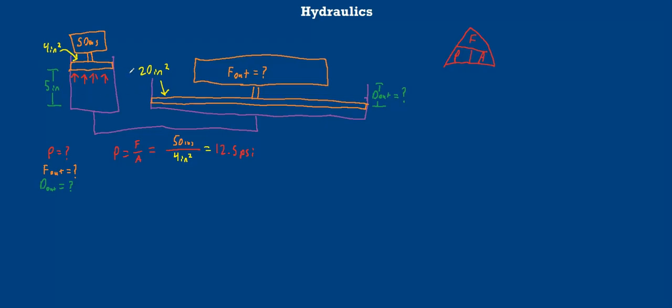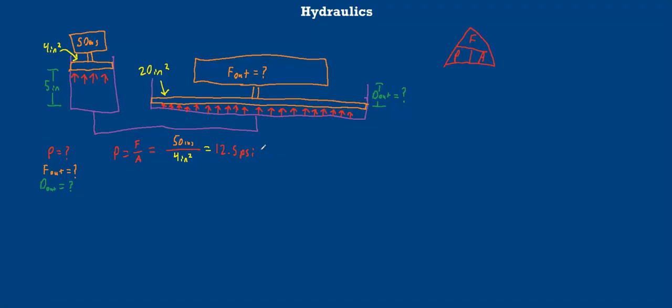Every square inch on the left has 12.5 pounds of force. And on the right, we do the same thing, but there's 20 square inches. So I will need to draw out 20 arrows for myself. And so if you want to know the force output, you just take 12.5 and multiply it by 20.